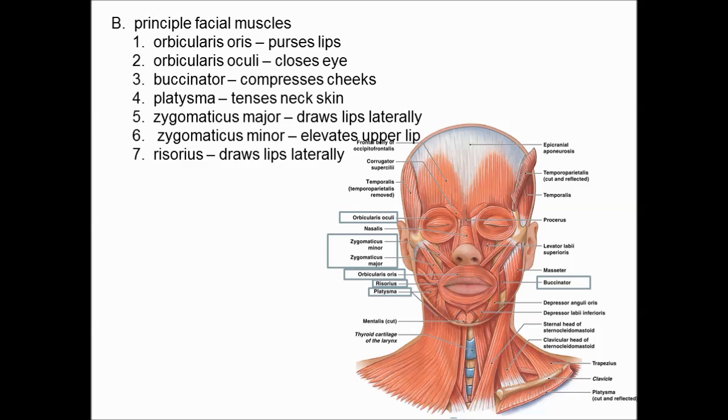The zygomaticus major and zygomaticus minor are shown right here. The zygomaticus major is the lower of the two, and that draws the lips laterally, and you can sneer by elevating the upper lip, and that's the zygomaticus minor. The risorius draws the lips laterally, and that's shown right here.